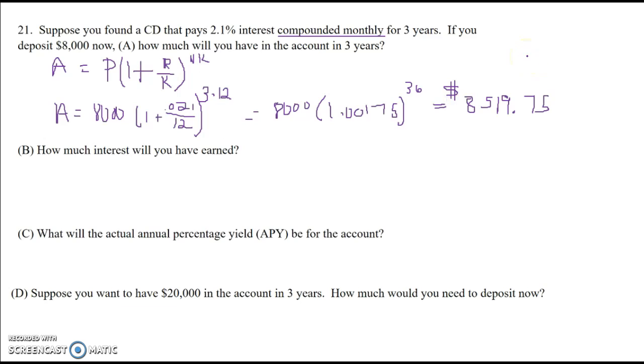So $8,519.75. It says, how much interest will you have earned? Well, you put 8,000 in there, and at the end of 3 years, you're going to get $8,519.75. Actually, I don't want to divide or subtract this way, because this will lead me to a negative number. I do want to take the amount that I have now and subtract from it the amount that I originally started with, and that will tell me what the interest is. So the interest happens to be $519.75.